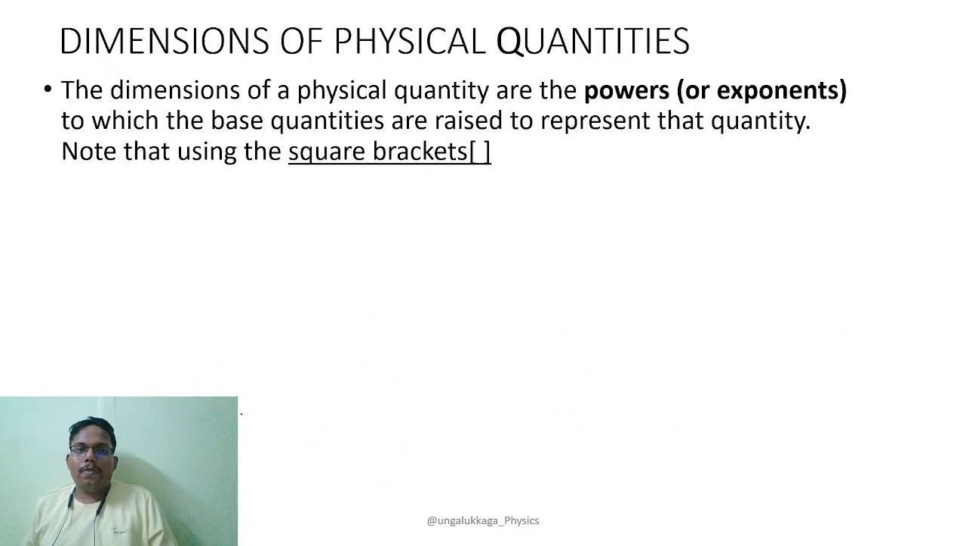There are dimensions of physical quantities, so there are a lot of things to discuss. Initially, we discuss with the help of SI units, particularly for mechanics. The dimension of a physical quantity are the powers to which the base quantities are raised to represent the quantity, and the dimensions are expressed by using square brackets. The square bracket should be like this.